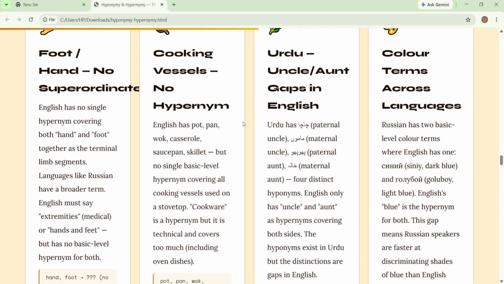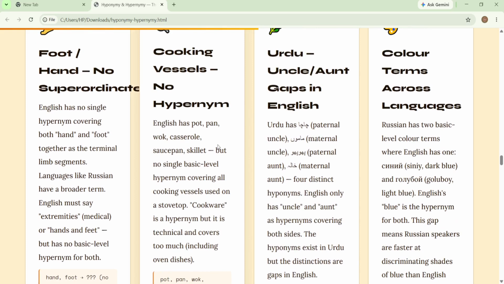Then cooking vessels, no hypernym. English has pot, pan, wok, casserole, saucepan, skillet, but no single basic level hypernym covering all cooking vessels used on a stovetop. Cookware is a hypernym, but it is technical and covers too much, including oven dishes too.